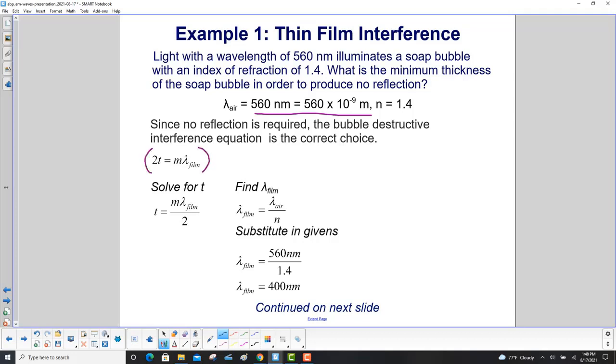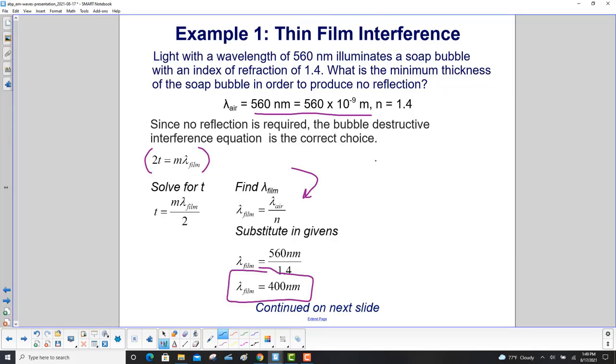2T is m lambda film. So T is m lambda film over 2, right? We divide by 2, and that's pretty simple. Now we need to find lambda film. Lambda film is lambda air over n. We substitute in the givens, and we find that the wavelength in the film is 400 nanometers.